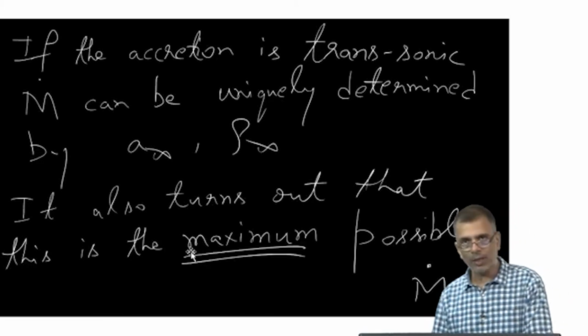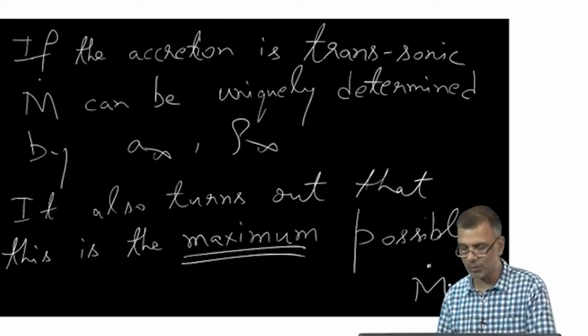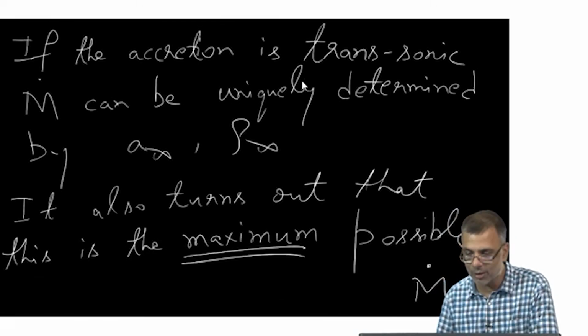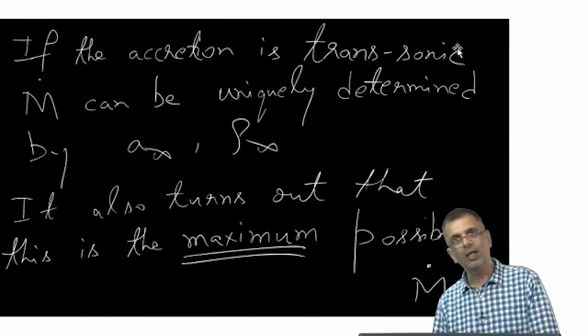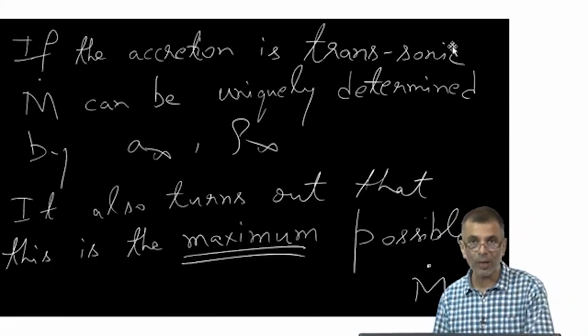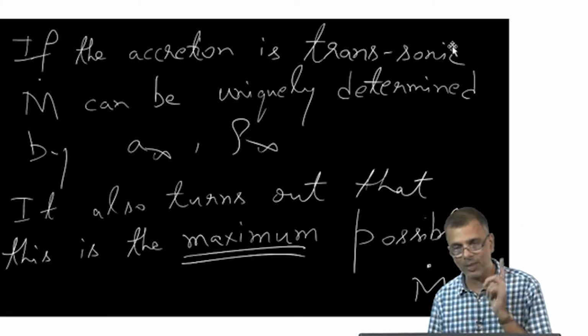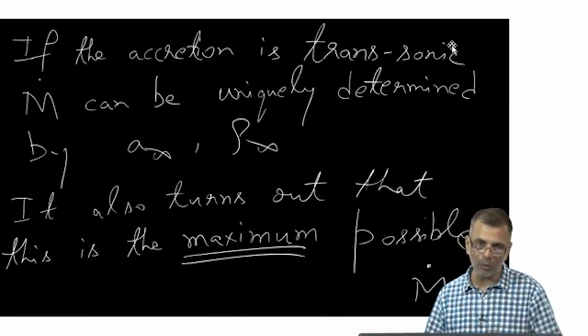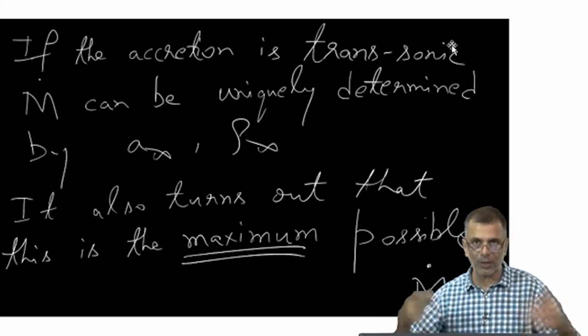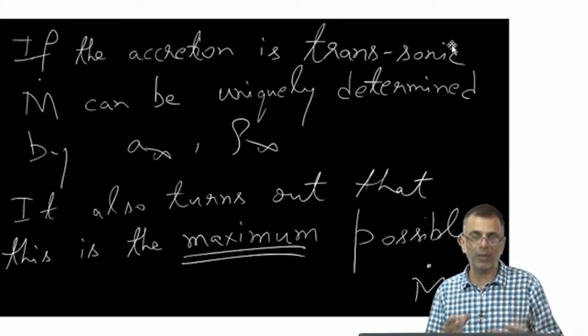But let's for a moment not bother about how to show this, but let's think about the implication of this. This is why we are so interested in transonic accretion. From what we've been discussing since the last time we met, it should be apparent that you are really always interested in maximizing m dot. You really want to pile on as much m dot as possible, because that's going to give you the maximum possible luminosity.